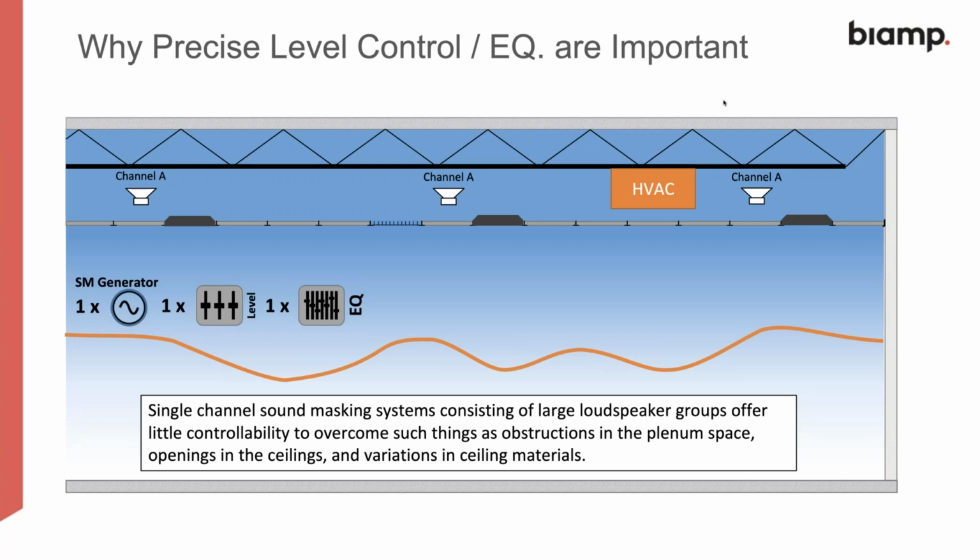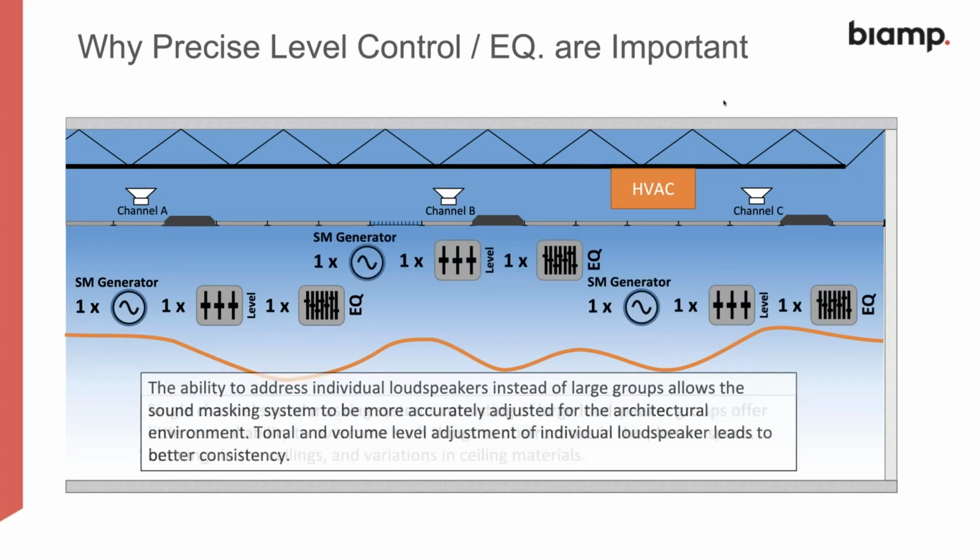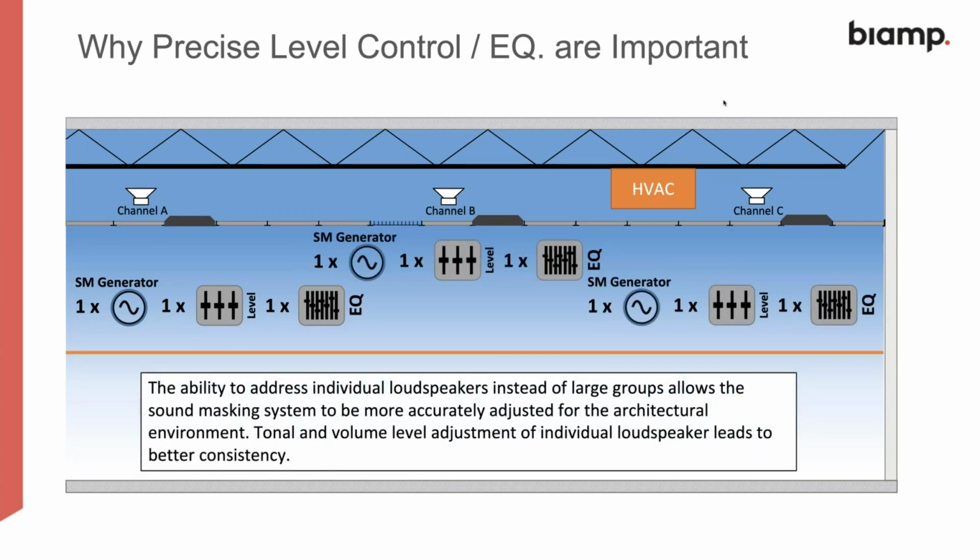Single channel sound masking systems consisting of large loudspeaker groups offer little controllability, unfortunately, to overcome things such as obstructions in the plenum space and openings in the ceilings and variations in ceiling materials. So what we do is we have, again, multiple channels, just in the same way that we did with the QT Pro system. So we've got the ability to address individual loudspeakers instead of whole large groups. And this makes a big difference in the sort of coverage that we're able to offer.